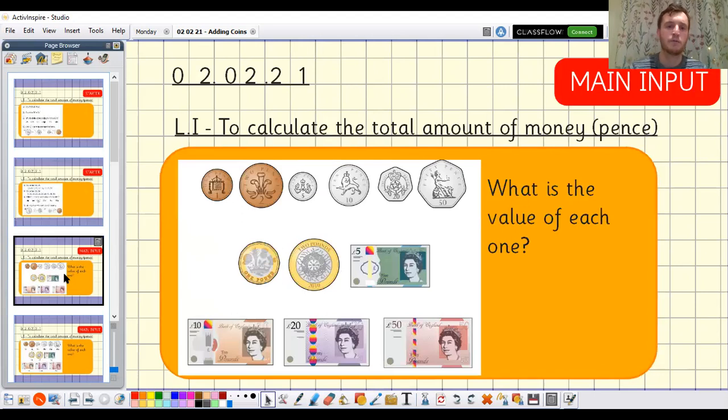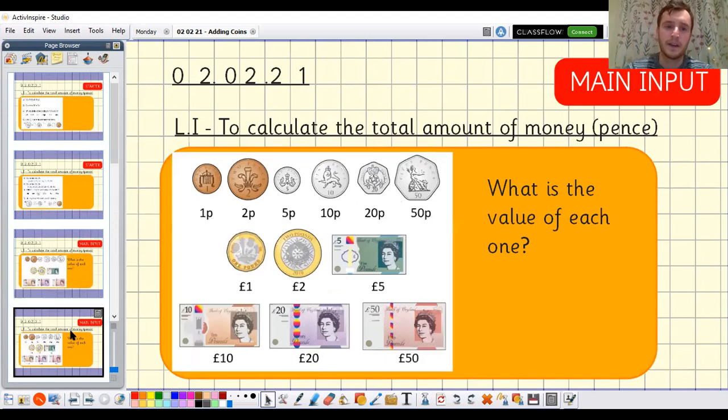Moving on, let's start by recapping on some of the learning you would have done last year in year 2 on money. So I've got all of the different coins and all of the different notes on the board. I want you just to have a think about what the value is of each one. If you would like some time to pause and maybe jot down your ideas, please do so now. Otherwise, we'll look at those answers in a moment's time. So let's look at them together.